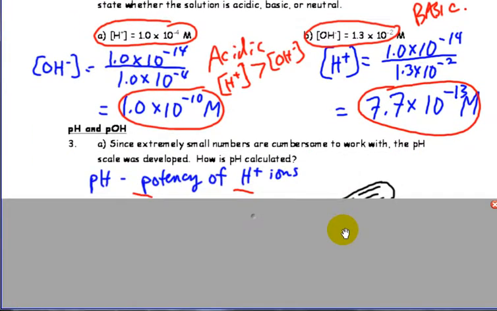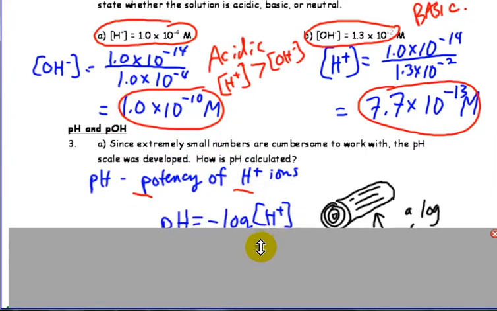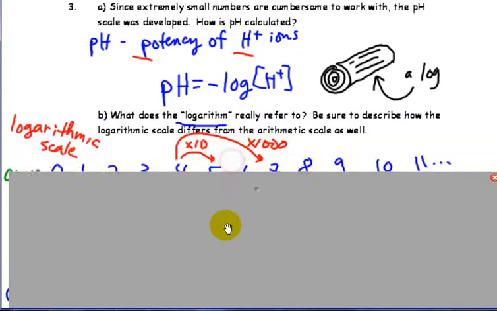Okay, so we could see these numbers are really, really small. To give numbers that human beings like to work with, larger numbers, the pH scale was developed. pH stands for potency of hydrogen ions, and the number that we use there, we actually use the logarithmic scale, or the log function, to figure that out. We take the negative log of H plus ions, and we'll see what that means in a second.